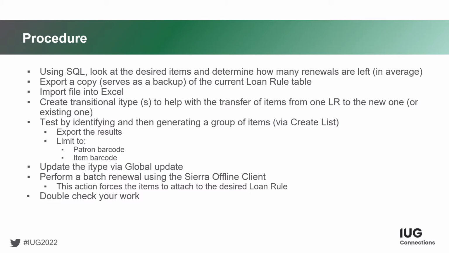Update the iType via global update. Then perform a batch renewal using the Sierra offline client. This action forces the items to attach to the desired loan rule. Switching the iType by itself just updates the iType, but it doesn't force the new loan rule to be attached. So this one is a key element in doing this process.